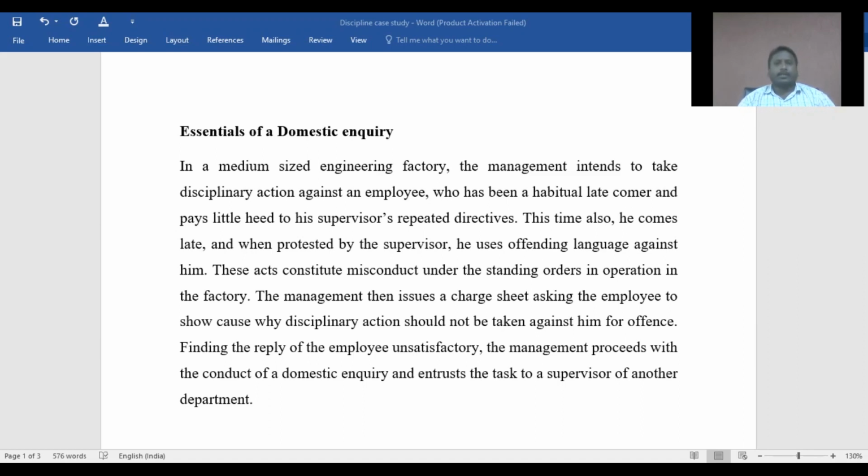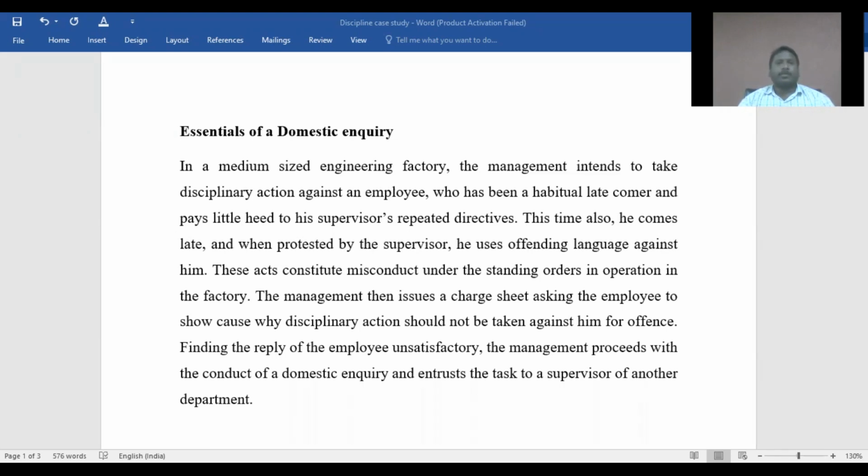The case is like this. This case is basically about a domestic inquiry that has happened in one of the factories due to an issue of misconduct from an employee's side. In a medium-sized engineering factory, the management intends to take disciplinary action against an employee who has been a habitual latecomer and pays little heed to his supervisor's repeated directives.